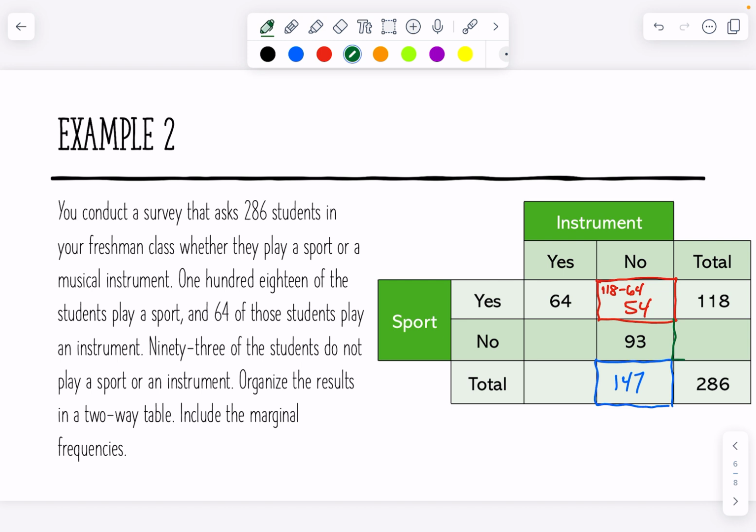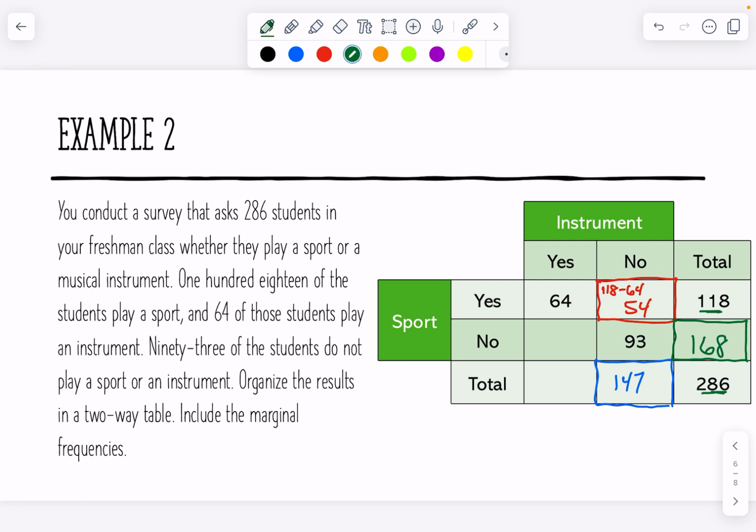So I have a couple of options left. I'm now going to find this total because I have the total number of people surveyed as well as the total number of yeses in the sports. So I can use that to find the total number of people that did not play a sport. I'm going to take 286 and subtract 118 to find that marginal frequency of 168.